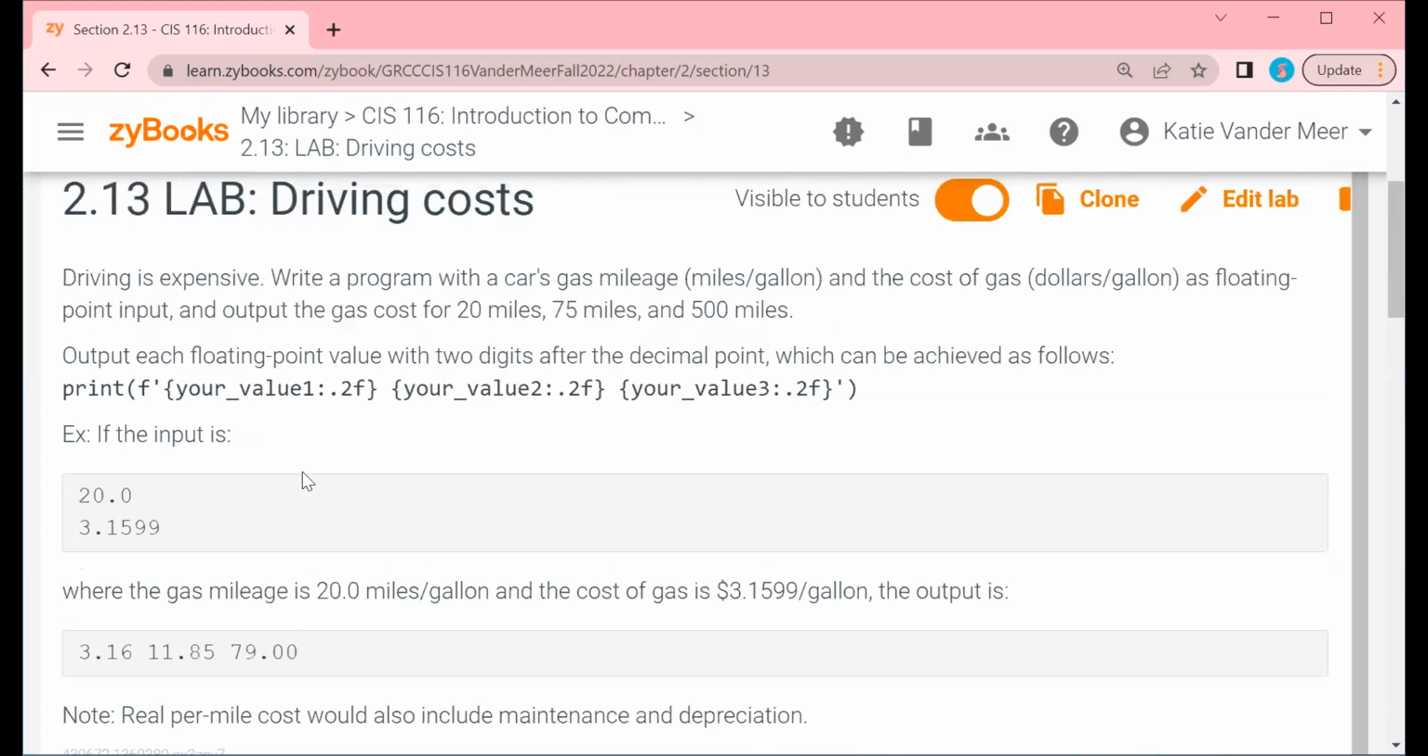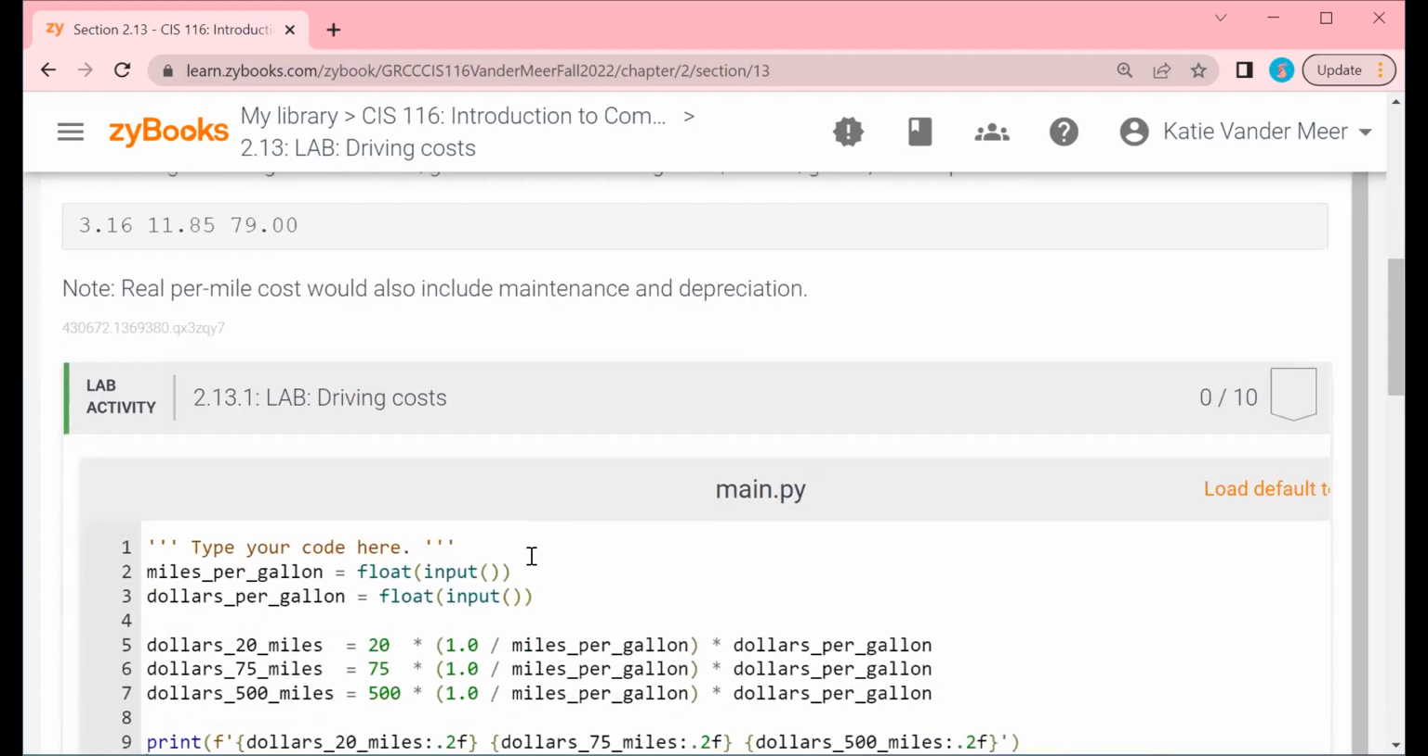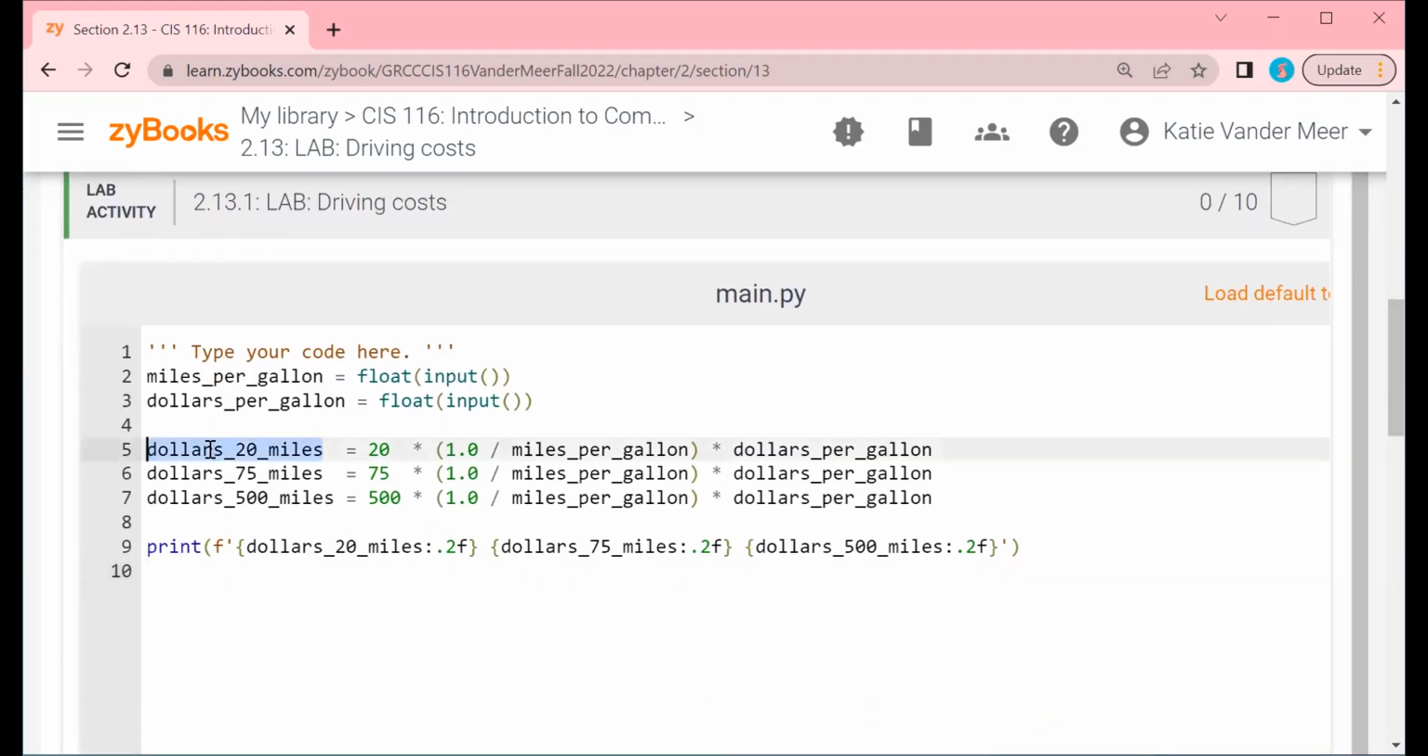Here they're called your value 1, your value 2, your value 3. So they do let you decide what you want to call those. You know, if you just said your value 1, your value 2, your value 3, that would work too. But those aren't really great variable names.